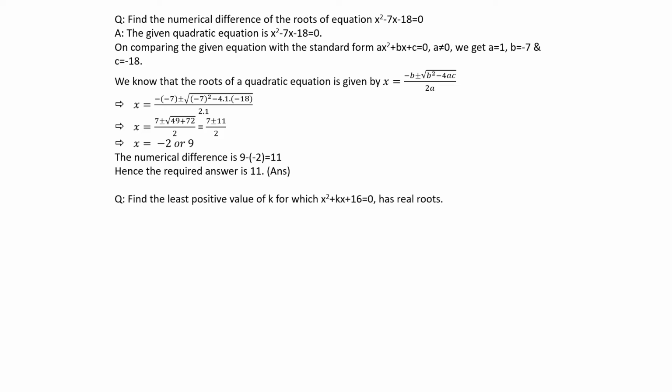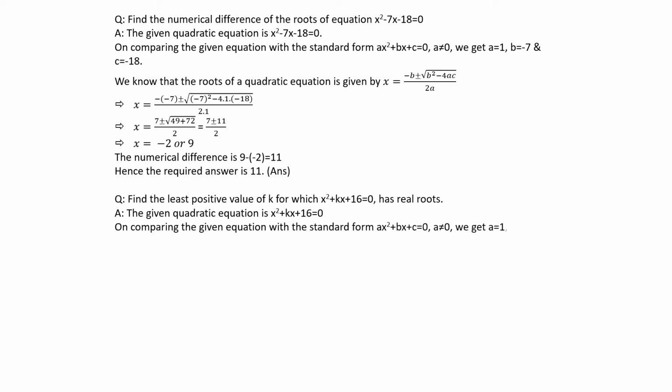Find the least positive value of k for which x square plus kx plus 16 equals to 0 has real roots. Here the given quadratic equation is x square plus kx plus 16 equals to 0. So comparing the given equation with the standard form, we get a equals to 1, b equals to k and c equals to 16. Now we know for roots to be real, D must be greater than or equals to 0.